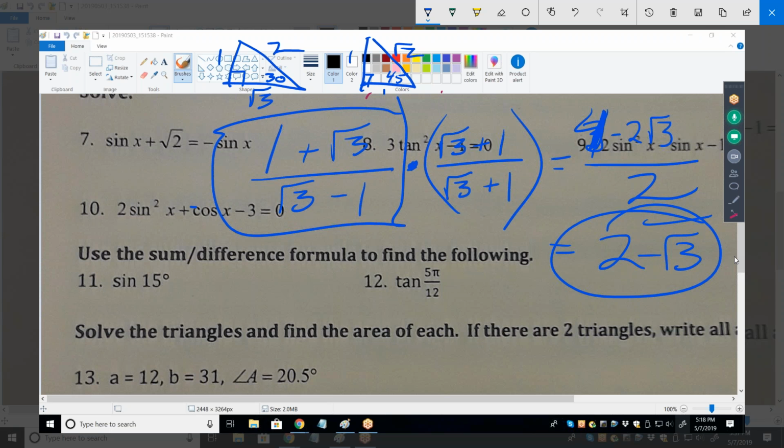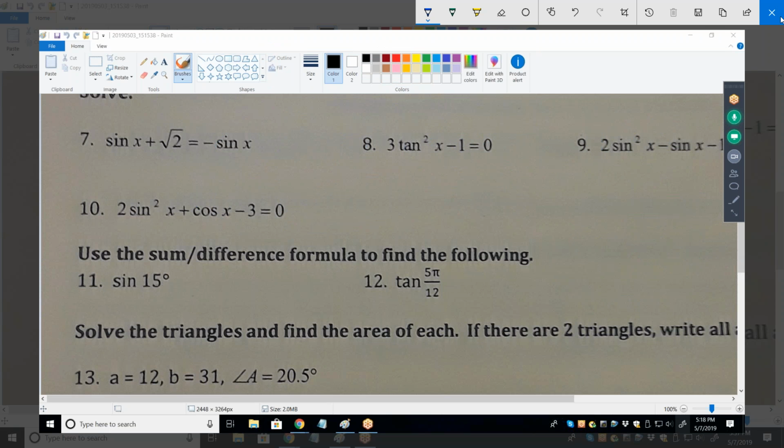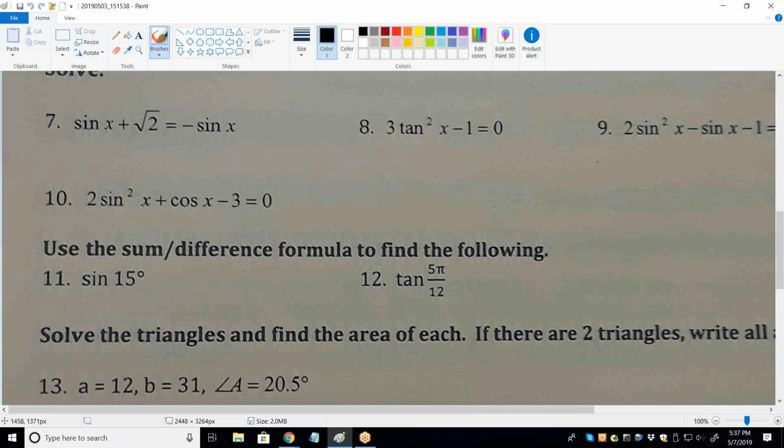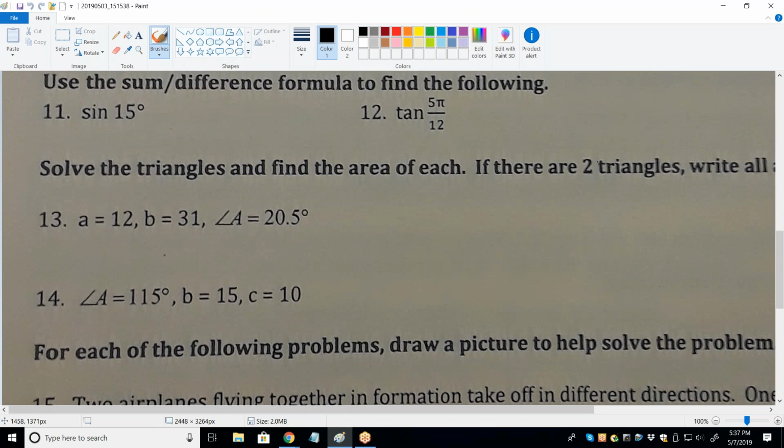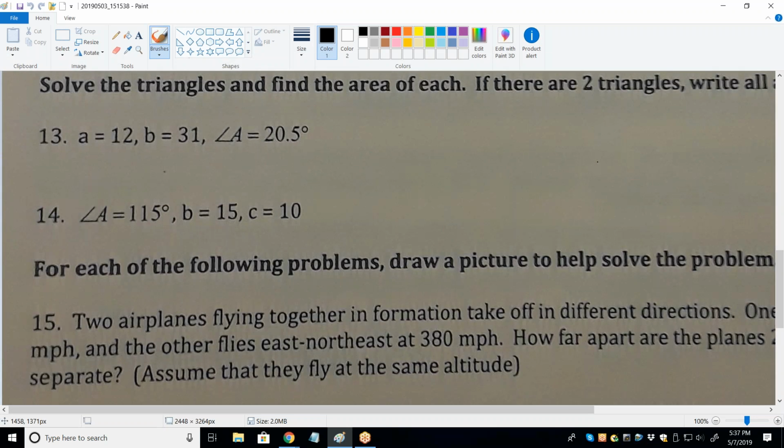Okay. All right. Solve the triangles and find the area of each. Okay.